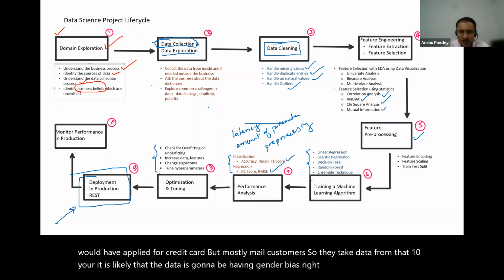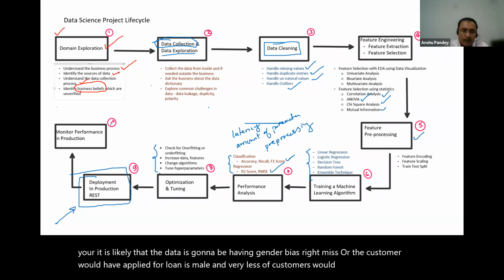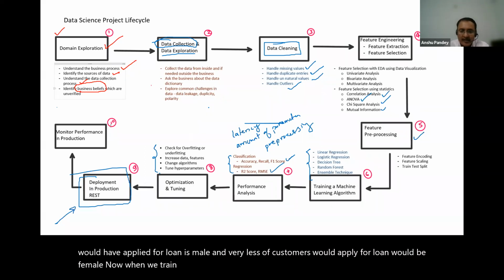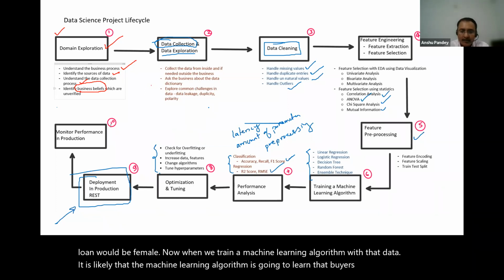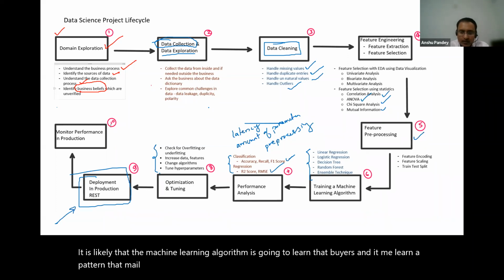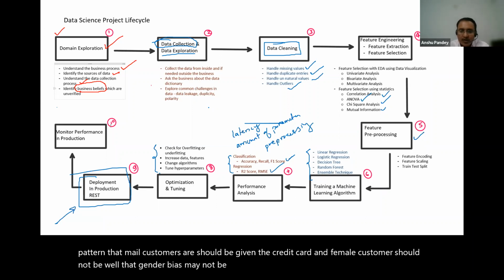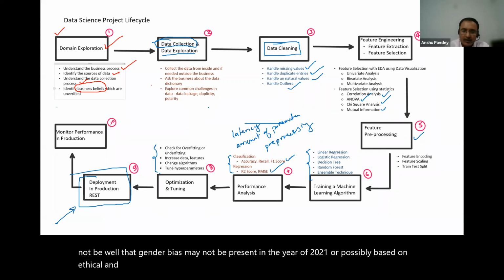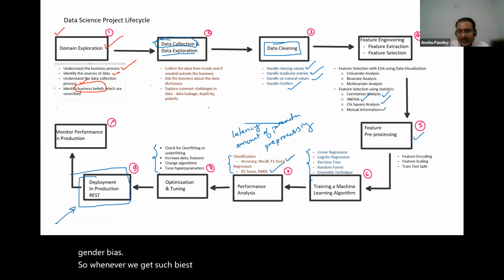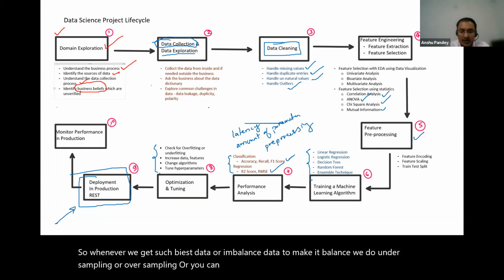The majority of the customers who would have applied for a loan are male, and very few who would have applied would be female. Now, when we train a machine learning algorithm with that data, it is likely to learn that bias, and it may learn a pattern that male customers should be given the credit card and female customers should not be. That gender bias may not be present in 2021, or possibly, based on ethical, compliance and regulatory body limitations, we may not afford to have that gender bias. So whenever we get such biased or imbalanced data, to make it balanced, we do undersampling or oversampling, right?